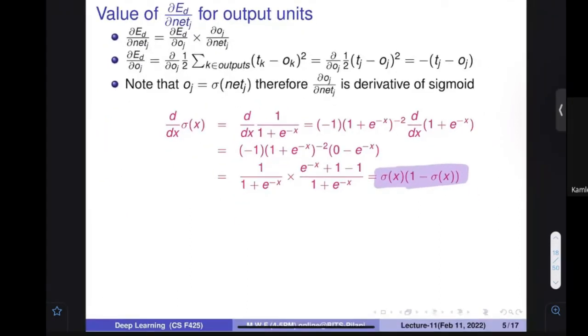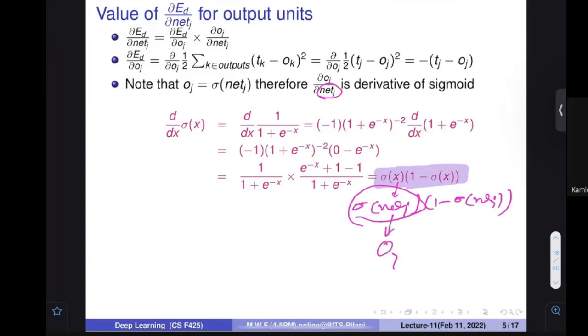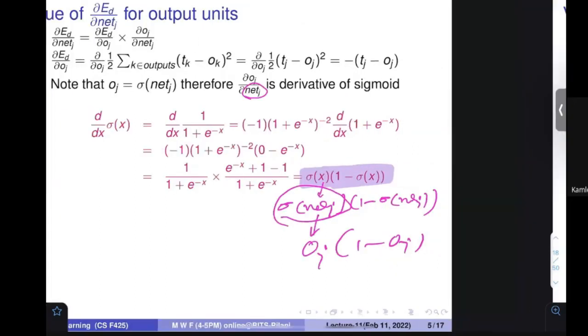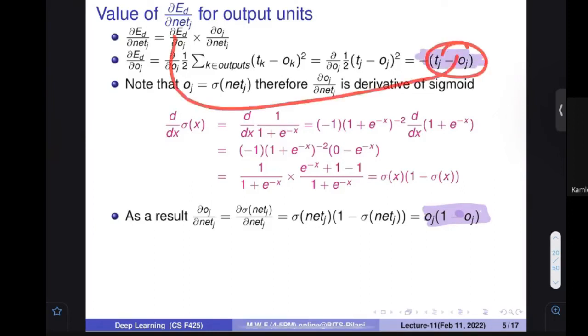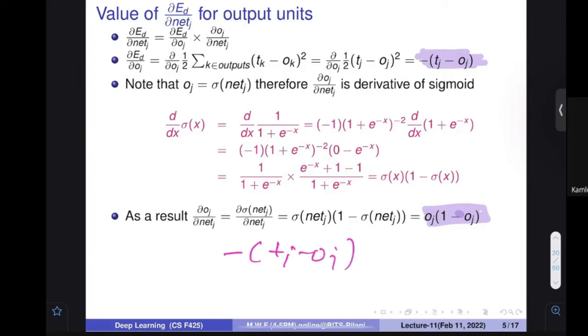Since a few minutes back we had talked about how this derivative needs to be with respect to net j, it is going to be sigmoid of net j into 1 minus sigmoid of net j. Once again, this sigmoid of net j is actually oj, therefore 1 minus oj. So ultimately, we have determined that the second part is oj times 1 minus oj. The first part is this. So you can combine both these things into this formula. What you get is minus of Tj minus Oj multiplied by Oj into 1 minus Oj. This is what the formula is.